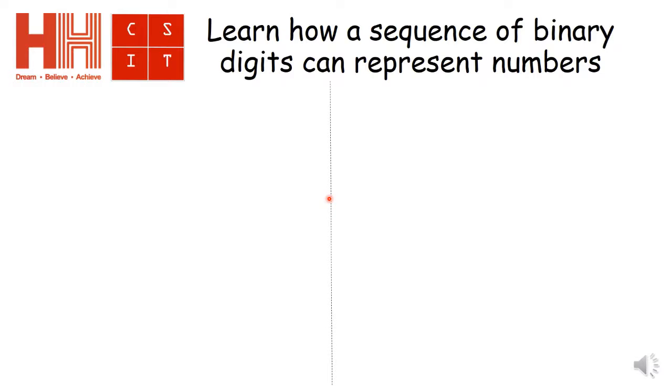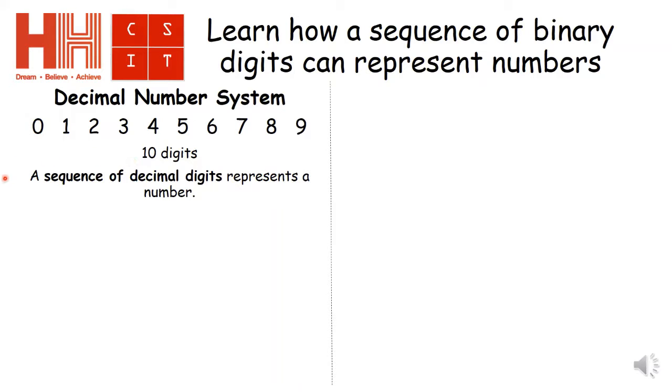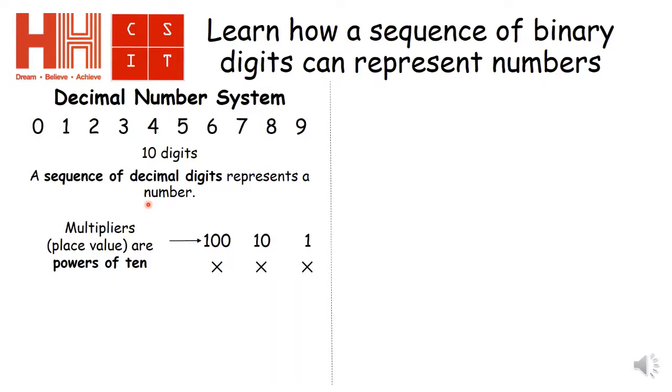We're going to start with something that is familiar to you, which is the decimal number system. Now, the decimal number system uses the digits 0 to 9, as you can see. In total, there are 10 digits. Now, a sequence of these decimal digits put together will represent our number. And the way it works is as follows.